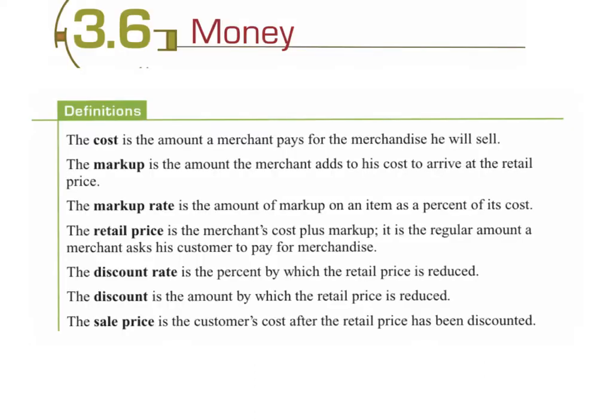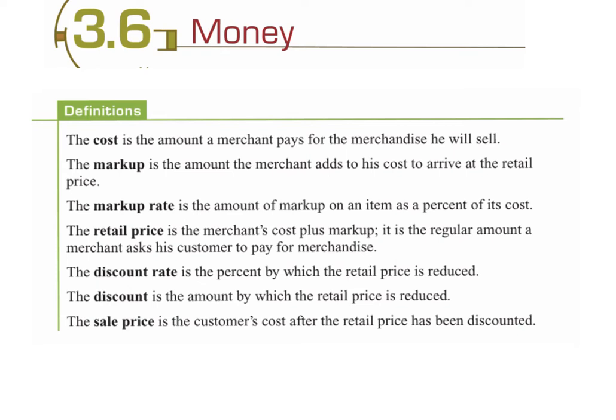So they give you a whole list of terms here on page 122, just definitions that you need to know, what they're talking about so that when they ask for a specific item, you'll know what to give them. The cost is the amount a merchant pays for the merchandise he will sell. That is the cost to the person selling it. The markup is the amount the merchant adds to his cost to get to the retail price. The markup rate is the amount of markup on an item as a percent of cost.